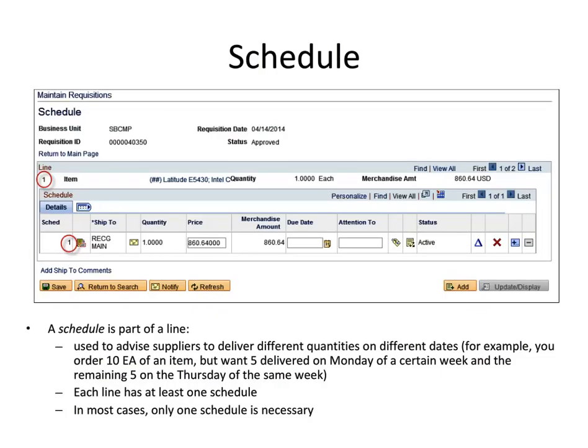The schedule is tied to the line. The data in the schedule is associated with supplier delivery instructions. It can be used to direct suppliers to stagger delivery dates. However, in most cases, only one schedule per line is necessary. Note in the snapshot that the page shows that we are on line 1, schedule 1. Remember that each line has at least one schedule. Clicking the distribution icon, which is next to the due date field, will take us to the distribution.